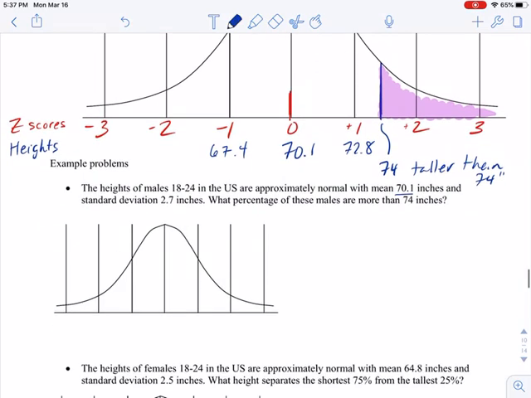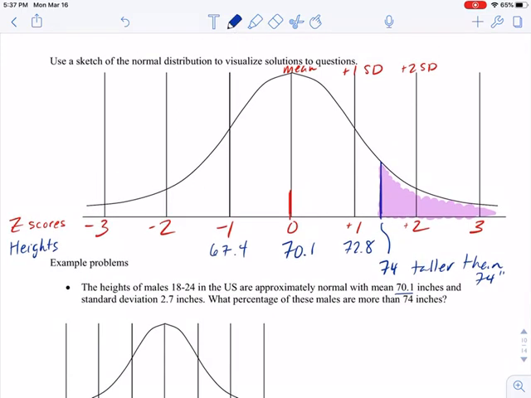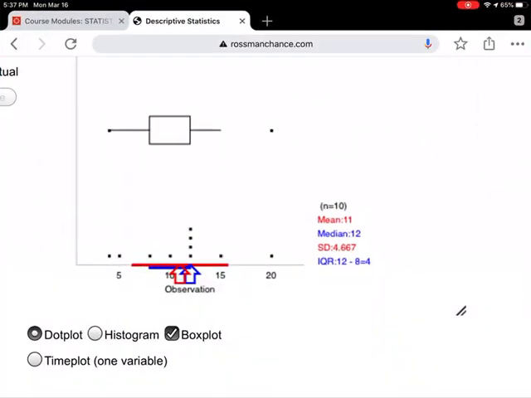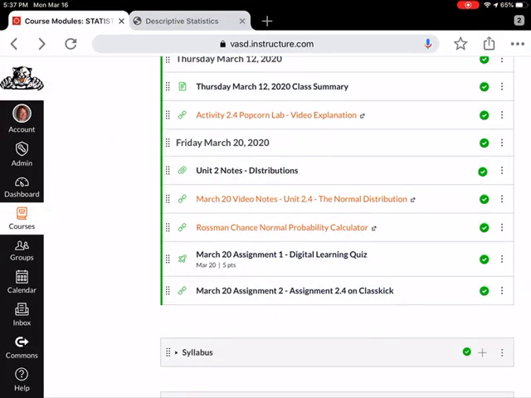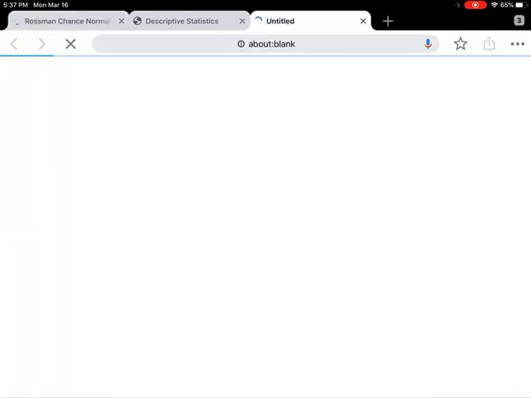And guess what? There's an app for that, and the app for that is called Rossman Chance. So right now what I need to remember is 3 numbers. Let's see how good our memory is. I need to remember 70.1 is the mean. I need to remember 2.7 is the standard deviation, and I need to remember I want greater than 74 inches. So I'm going to shift back to here, and I'm going to go to the normal probability calculator. And I'll open it in a new window.